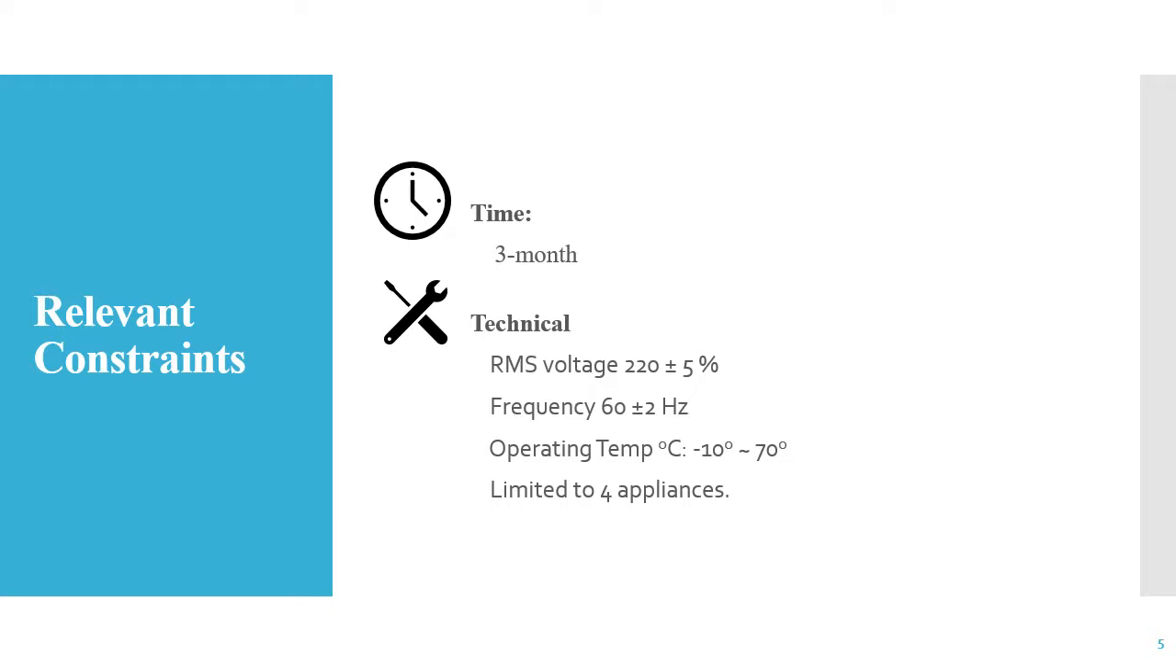Also, we have multiple technical constraints. The first one is that our controller must supply 220 plus or minus 5% RMS volts, because based on Saudi Electricity Company standards, the RMS voltage supplied to the consumer must be within the range of 220 RMS volts plus or minus 5%. Secondly, it must operate on a frequency of 60 Hz.